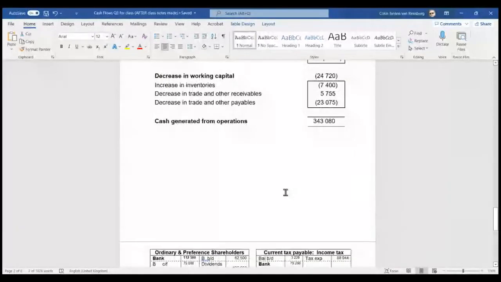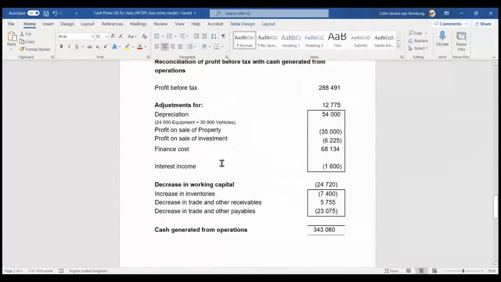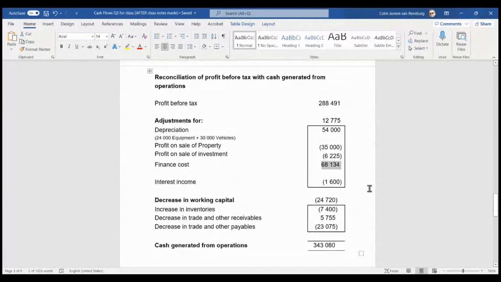There we are. There we've got exactly the same description. We've pasted it there, finance cost. We've also pasted the figure there, 68,134 rands. However, ladies and gents, we must still determine whether that should be shown as a positive or a negative. So let us go through the argument again, the justification.